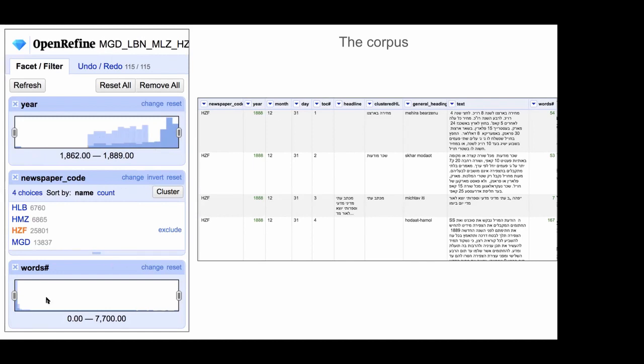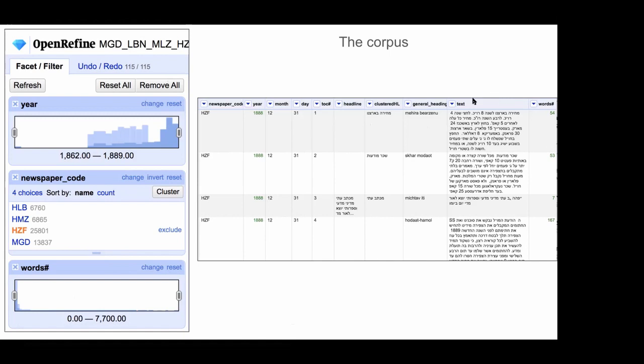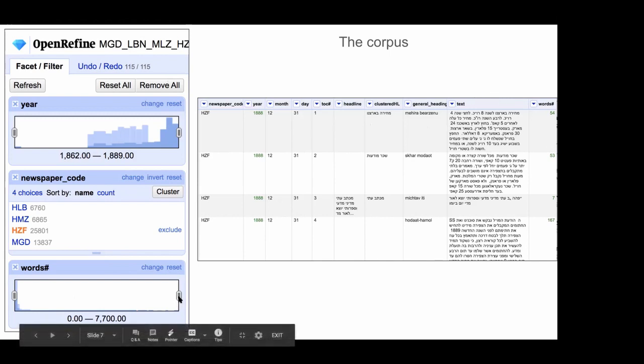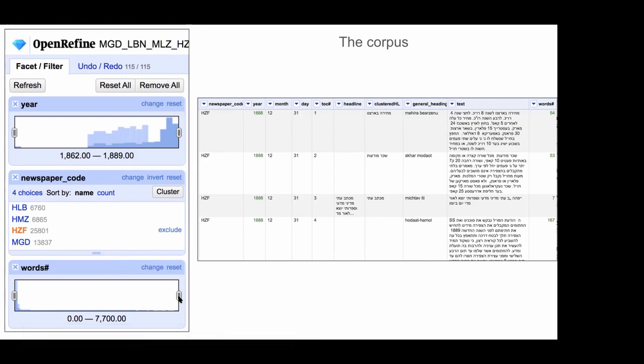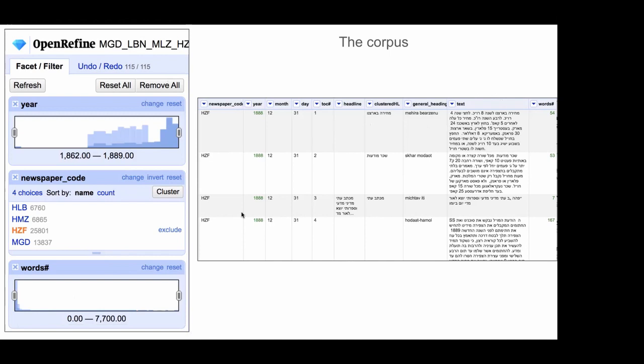And we have articles starting with just a few words, which are not really an article. It can be an ad or even a title, or like a separate title for a part of the newspaper. Or it can go as far as 7,700 words. So very diverse material. And OpenRefine enables me to work and clean and process the data, the metadata of the newspaper code, the dates and the headlines.